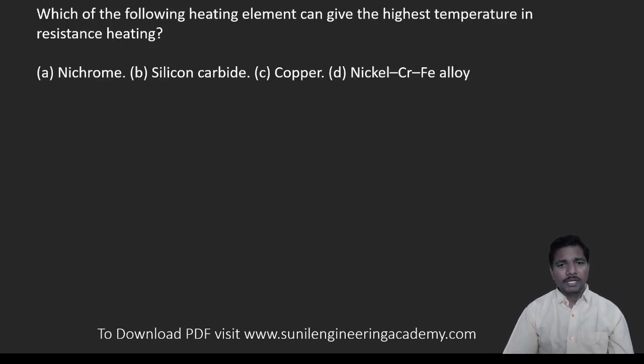Which of the following heating elements can give the highest temperature of resistance heating? Very, very important question. That is silicon carbide. Silicon carbide has high resistivity, so we can go with a very small length. Because of high resistivity, high resistance, there is higher power consumption, so we will get a lot of heat. That's why we generally go with semiconductor items. Okay, silicon carbide. The answer is option B.